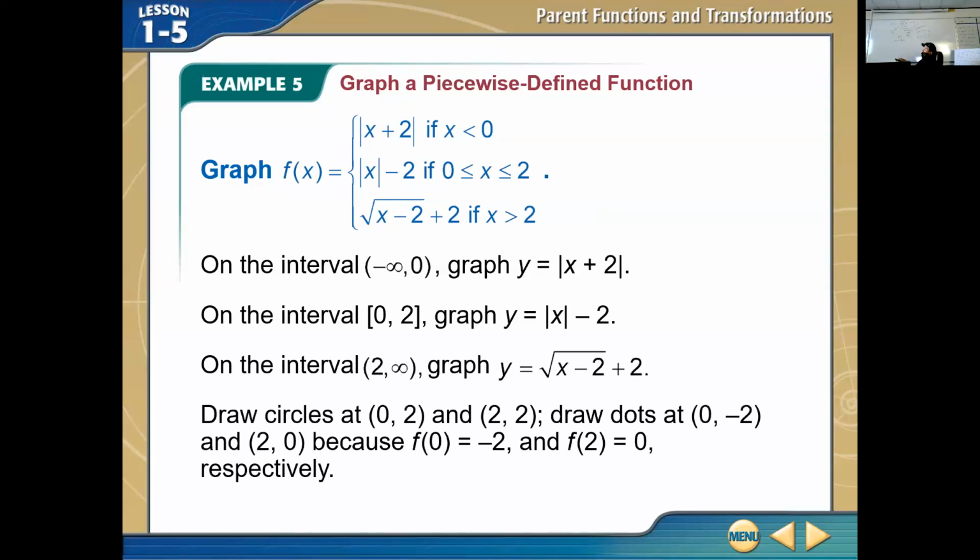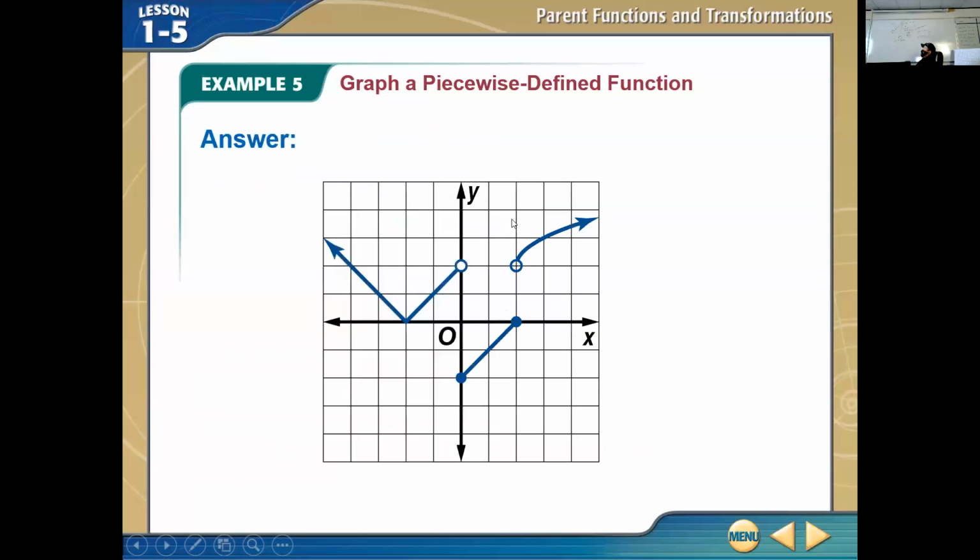And there they're talking about the circles, once again, because they're not included. On our top one, 0 is not included. Our middle one encompasses both 2 and 0. And then on our bottom one, 2 is not included in the domain. And that's what our piecewise function looks like. This is our top portion here with the open circle at 0. Here is our middle portion. And here is our bottom portion.